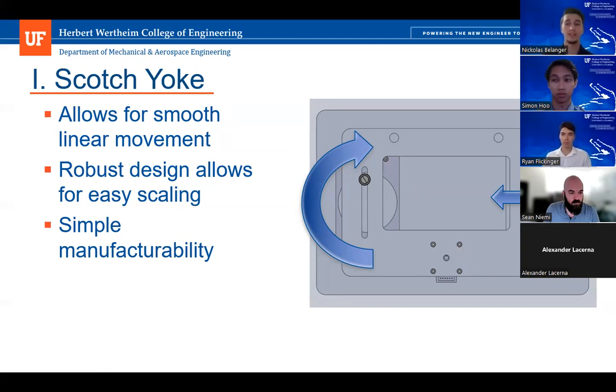And on the other side, the other U-shaped base is the two linear guide rails. And these are necessary to create this linear motion. So as the flywheel rotates, the shaker table will glide on these rails relatively frictionless to create a smooth and linear motion. This robust design allows for easy scaling and also leads to a relatively simple manufacturing process.